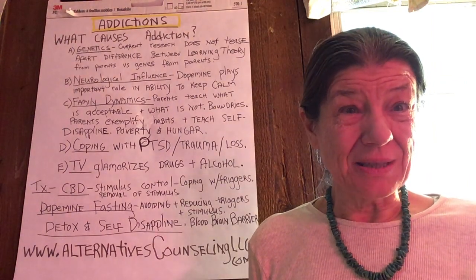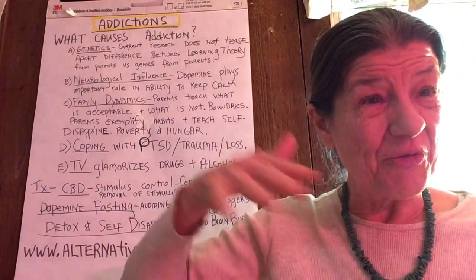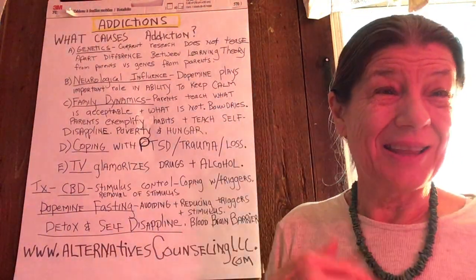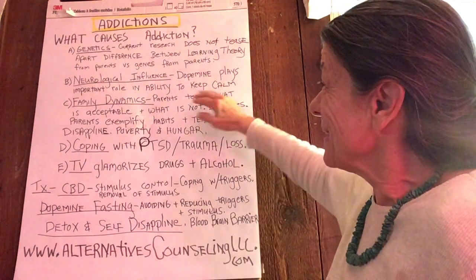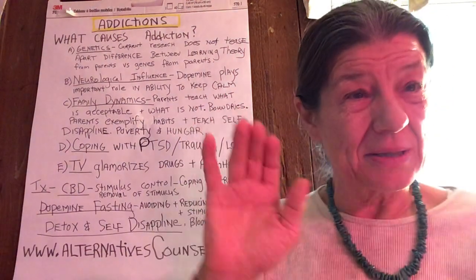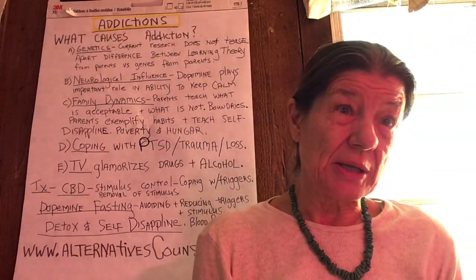And unfortunately, that's not a good habit to develop. But those are the kind of family dynamics that children learn. They don't learn by what you say, they learn by what you do. And the other thing is, what is acceptable and what is not. Those values usually come from within the family.